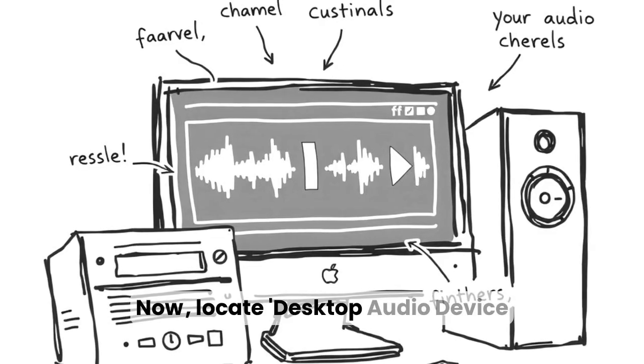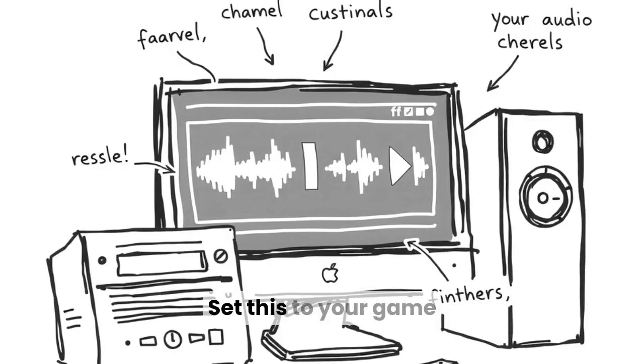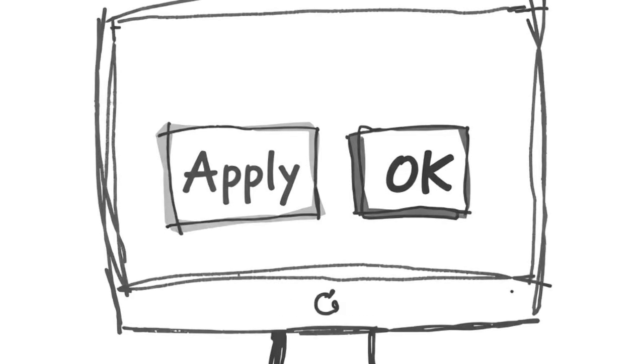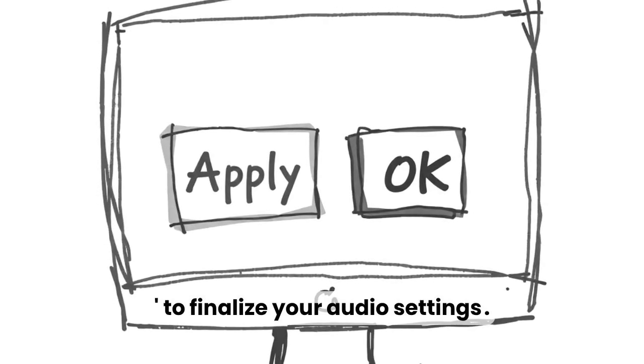Now, locate Desktop Audio Device. Set this to your game audio device, while muting other unwanted audio sources. Don't forget to apply your changes. Click Apply and then OK to finalize your audio settings.